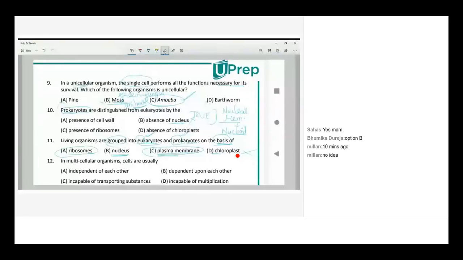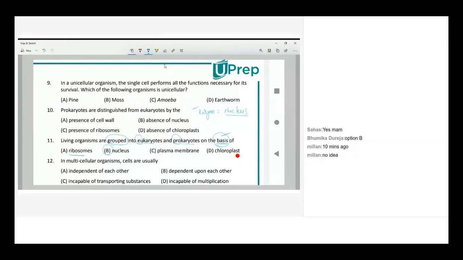Then coming to the ribosome part and the plasma membrane part, I just want to give two points. Here the answer is definitely nucleus, because they asked for the basis of grouping. Understand the word basis. So here karyon always stands for nucleus, isn't it? I'm telling this repeatedly. Nucleus is the word which designates karyon. So primitive nucleus or absence of nucleus, advanced nucleus. Those are the basis of difference between eukaryotes and prokaryotes.